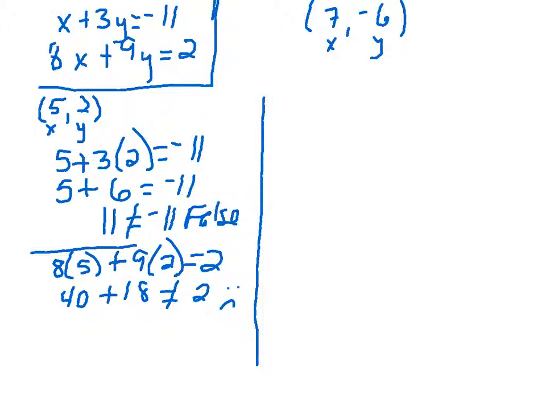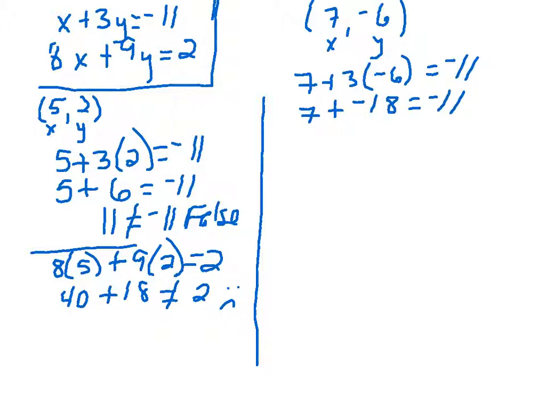We're taking our top equation. x, which is 7, plus 3 times y, which is negative 6. Does that equal negative 11? Well, let's check it out. What's 3 times negative 6? Negative 18. 7 plus negative 18, oh, I like that one. That one came out good. Yep. Alright, let's check 7, negative 6 for our bottom equation.